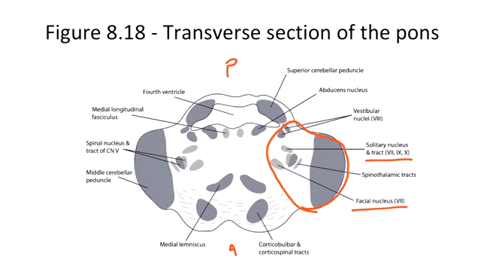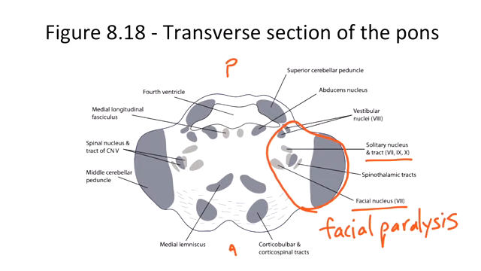Damage to the motor aspect of the facial nucleus will result in total ipsilateral facial paralysis. Recall that the solitary nucleus contains sensory information from cranial nerves 7, 9, and 10. So knocking out the sensory aspect of the facial nerve would result in taste deficits from the ipsilateral anterior two-thirds of the tongue.